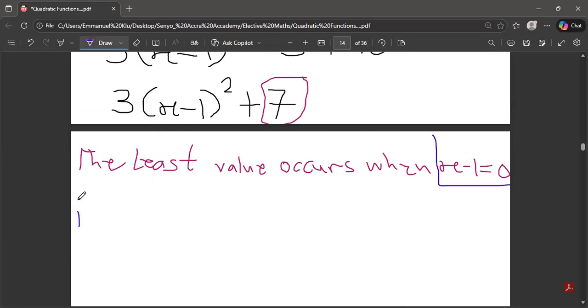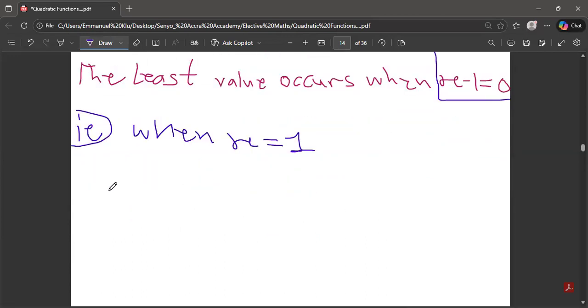And if I write i.e., that is, when x is equal to 1. Do you agree with me? What I have just put into the square form, if you make x the subject, what are you going to get? You are going to get 1.